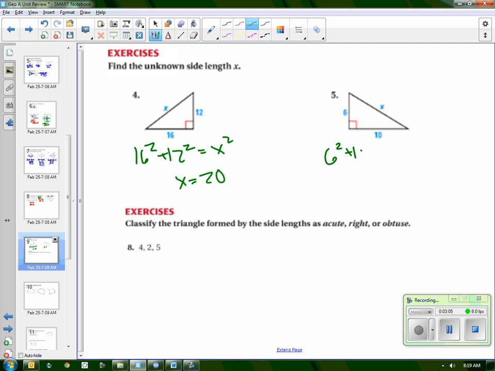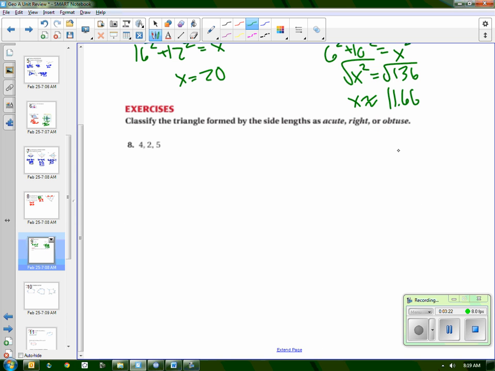6 squared plus 10 squared. These are both the hypotenuse being squared, so these are the easy ones. That's x squared would be 136. I'm going to take the square root of both sides. The square root of 136 is about 11.66. So that's the Pythagorean theorem.